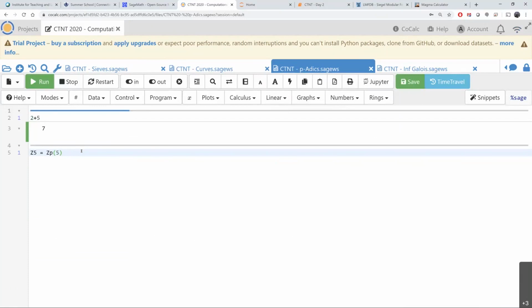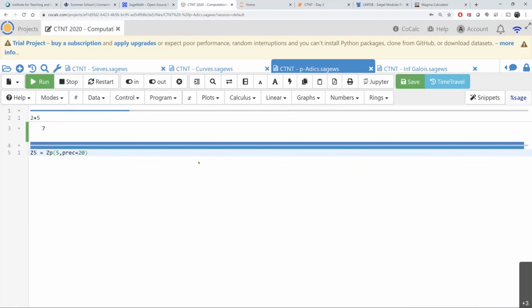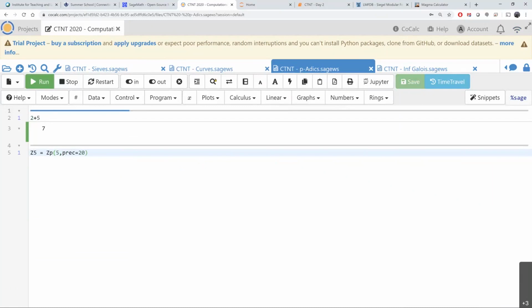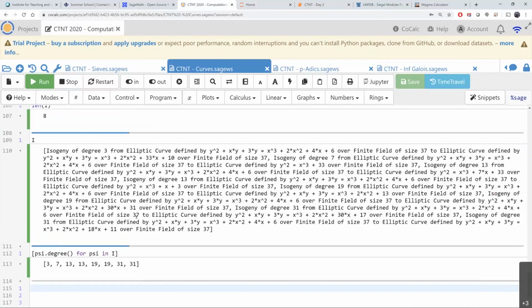Hold on, Alvaro, we've got another question. Yep. Given two elliptic curves, can you check if they are isogenous? Yes. Before you move to the next section here. Yes. So let me grab two elliptic curves.